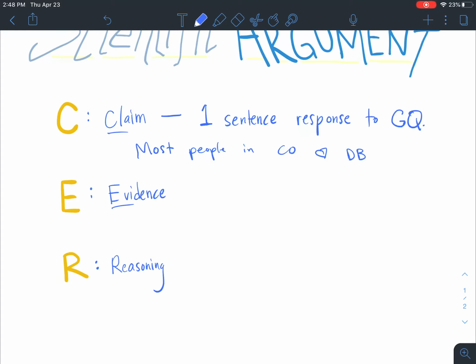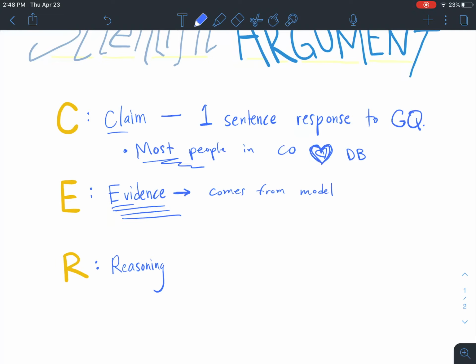Then I would want to give how I know that. So I would provide the evidence. The evidence comes from our models, or from the research that we do. Both of those things, from our research, from our models, from anything we can collect as evidence to prove that most people actually do love the Denver Broncos.